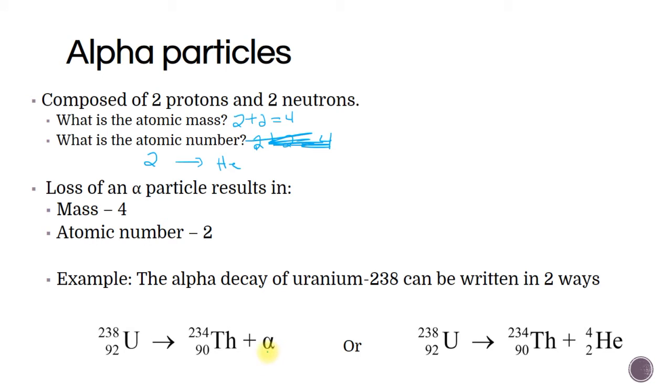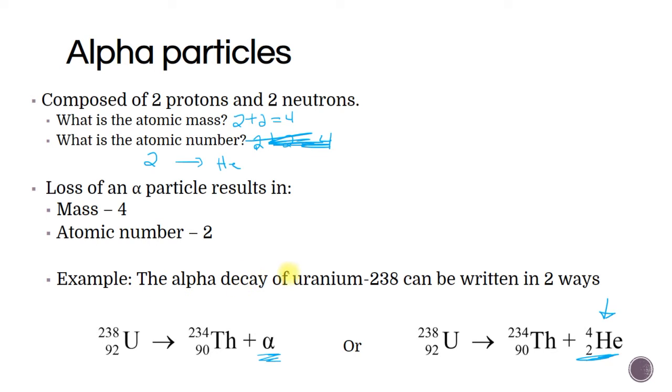So we can write that in 2 ways. You can write that as the alpha symbol, which is easier to write, but doesn't really help us when we're trying to figure out how to balance these reactions. Or we can write it as helium over here with 2 protons and a mass of 4. Most people prefer to do it this way because when you do, you can figure out what your other component is going to be.